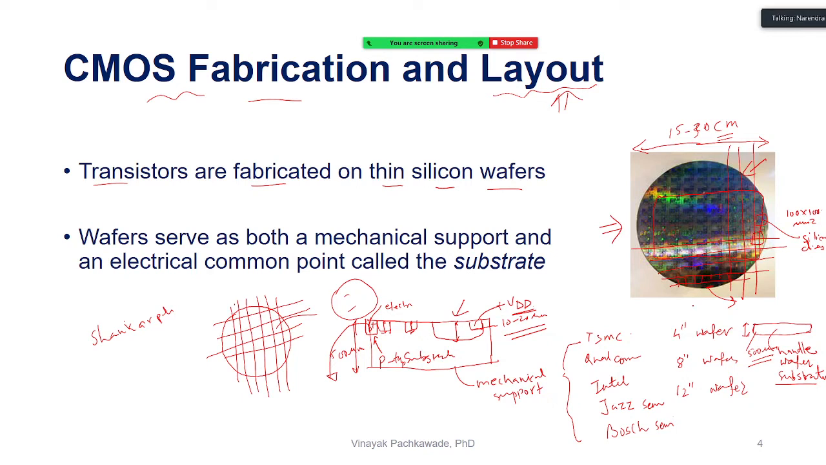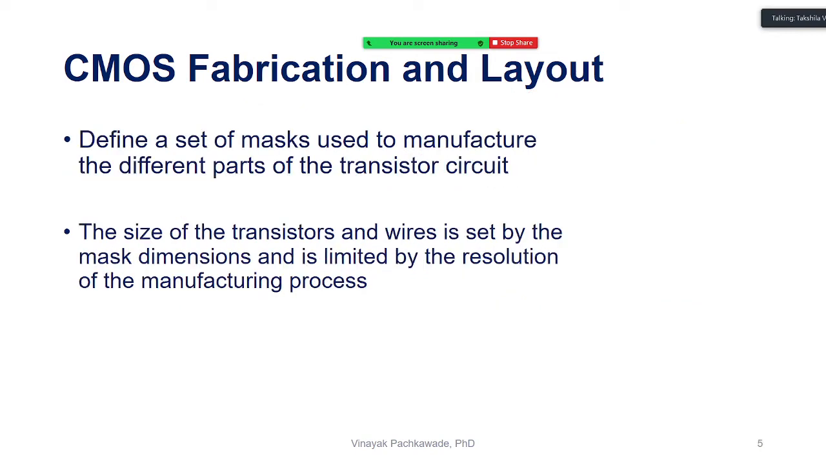Yes, sir. So just to tell you, this is the basics, you just need to remember this information. So what we need is that set of masks. Now what is a mask? I'm going to explain that. You have to define a set of masks that will be used to manufacture different parts of this transistor circuit.